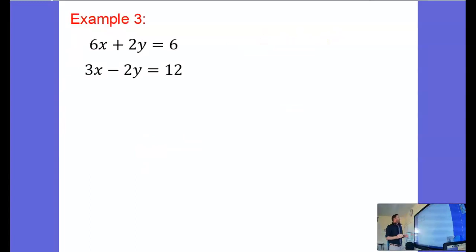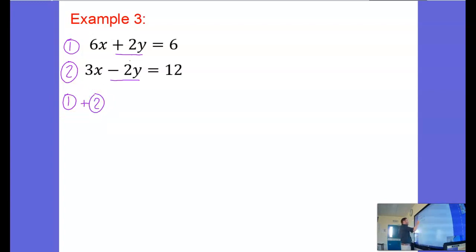Example number 3 here. So this time we've got plus 2y and minus 2y. So I can't just subtract one equation from the other. If I did equation 1 minus equation 2, 2y minus 2y would give me 4y. I'd still have x's and y's. I haven't eliminated. So I'm not going to subtract these equations. I'm going to add them. Equation 1, add equation 2.